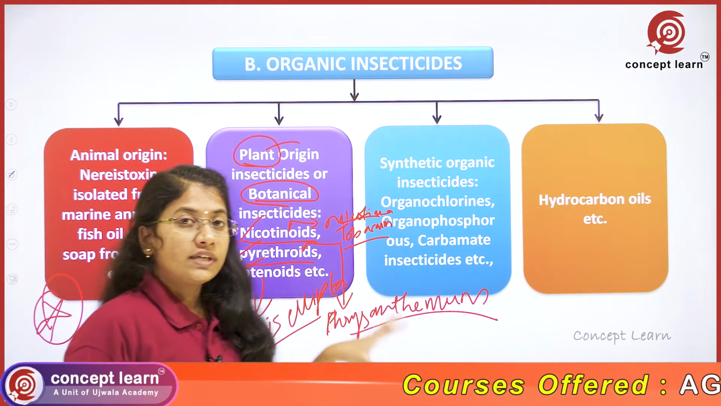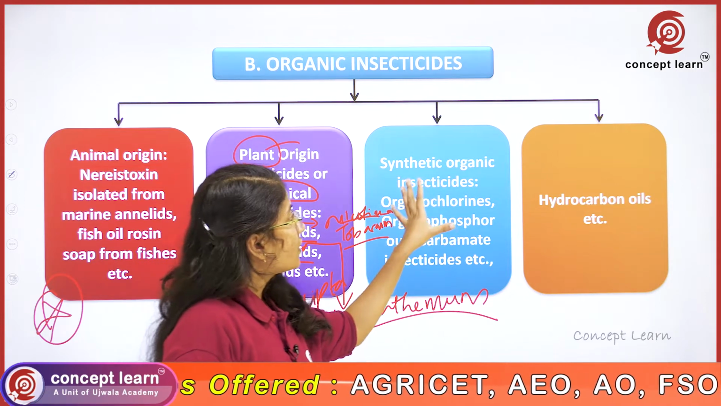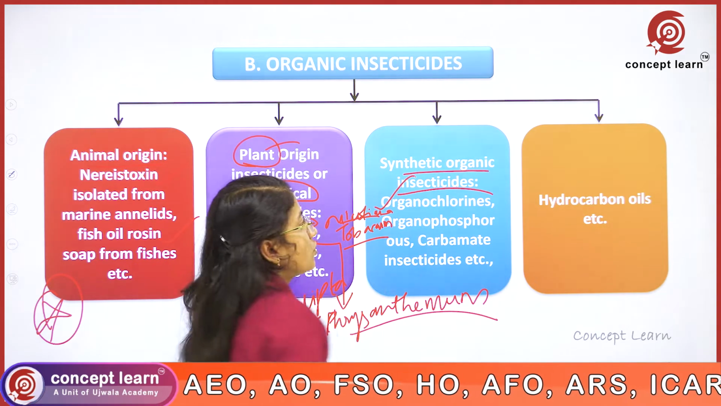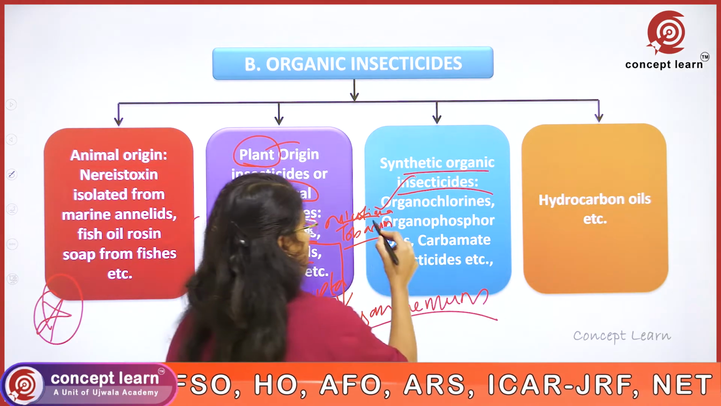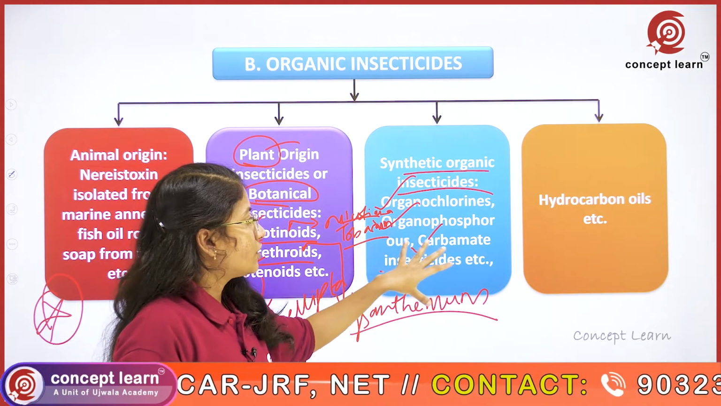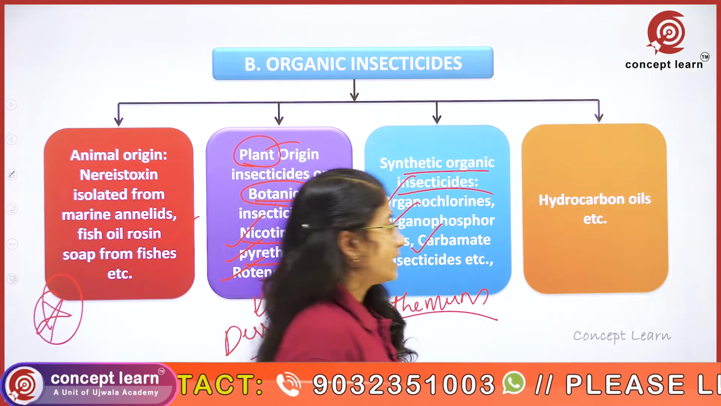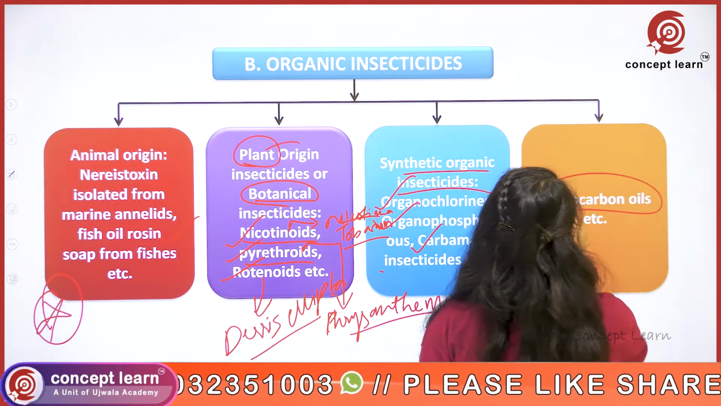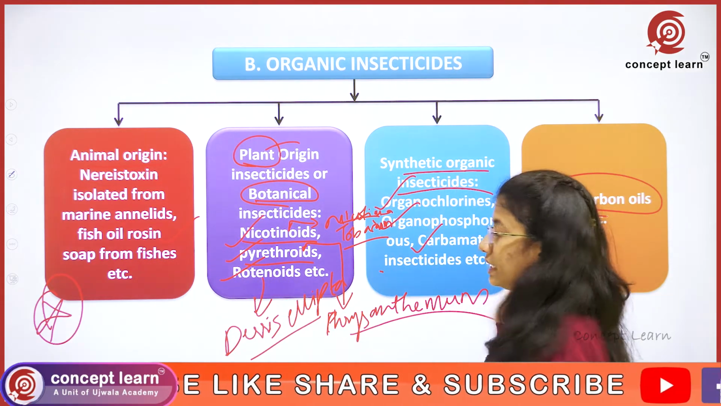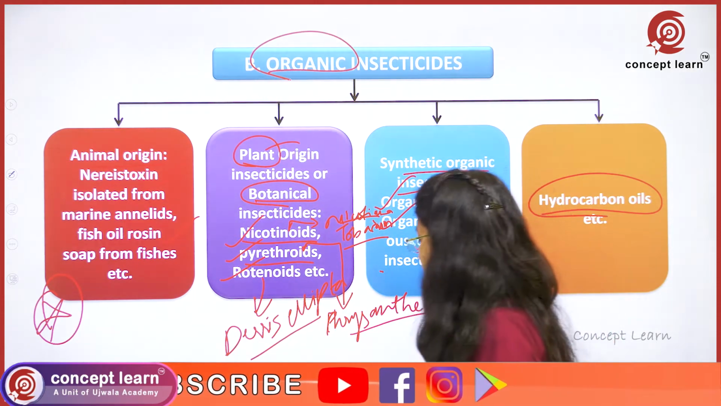And the next is that of the synthetic. These are formed synthetically. Hence, these are known as the synthetic organic insecticides. Of these, the most common are the organochlorines, organophosphates, carbamates, etc. These usually come under the synthetic organic insecticides. And the final one is that of the hydrocarbon oils. So, these are the different types of insecticides that come under the organic insecticide formulations.